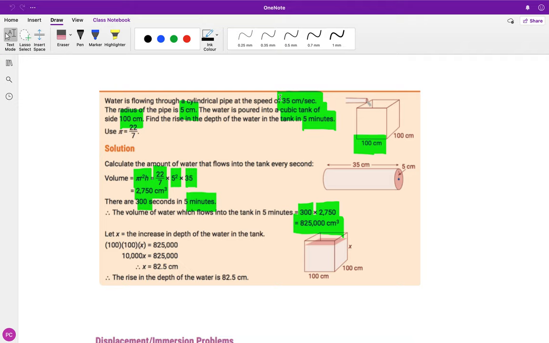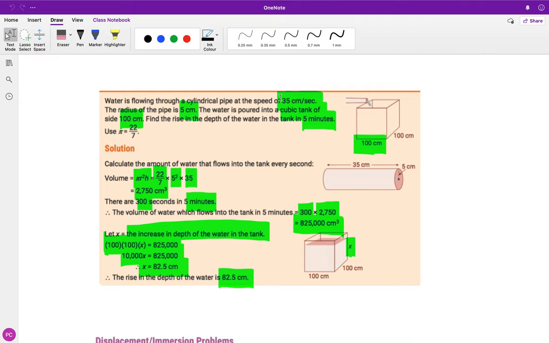The second one now, we have to find, if we let x equal the depth in the tank, so we don't know the depth of the water in the tank. Okay, so what we do, we let x be the increase in the depth of the water, so how much water has gone in. Okay, so what's the area? It's going to be length by width times the x is equal to what we worked out, 825,000. So 10,000 by x is 825,000. x is 82.5 centimeters. So the rise in the depth is going to be 82.5 centimeters. Okay. So we're looking, how much has the water risen in the tank in 5 minutes?